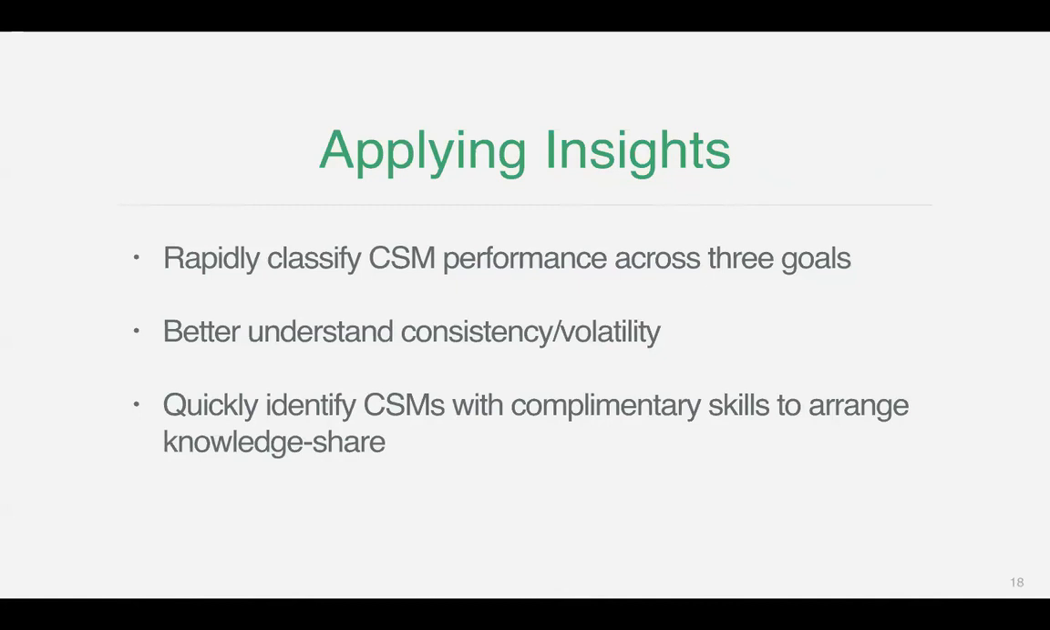It also helps us better understand consistency and volatility. We got a sense from the box plots of who was consistent and who was not, and the same for the time series, but each of those only spoke to one metric at a time. Whereas with this 3D visualization, we can understand the holistic consistency and volatility of each agent. And as far as how I might apply this on my team, it makes it easy to quickly identify CSMs that have complementary skills, and we can potentially arrange some type of knowledge share. We can see that someone is struggling in certain areas but pretty strong in others, and pair them with someone who has complementary skills and areas of improvement.